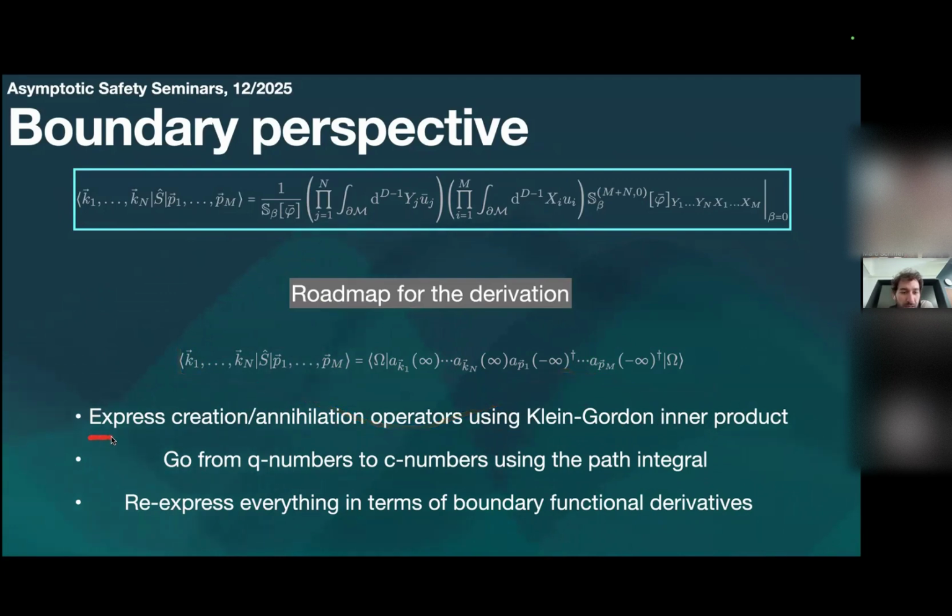Then I'm going to express these creation and annihilation operators using the Klein-Gordon inner product, which will allow me to rewrite these creation and annihilation operators in terms of my quantum field. Then in the second step, I will go from these Q numbers to C numbers using the path integral. And in the last step, I just rewrite these Klein-Gordon inner products that I had now inside the path integral in terms of boundary functional derivatives. So this is how these boundary derivatives will appear.